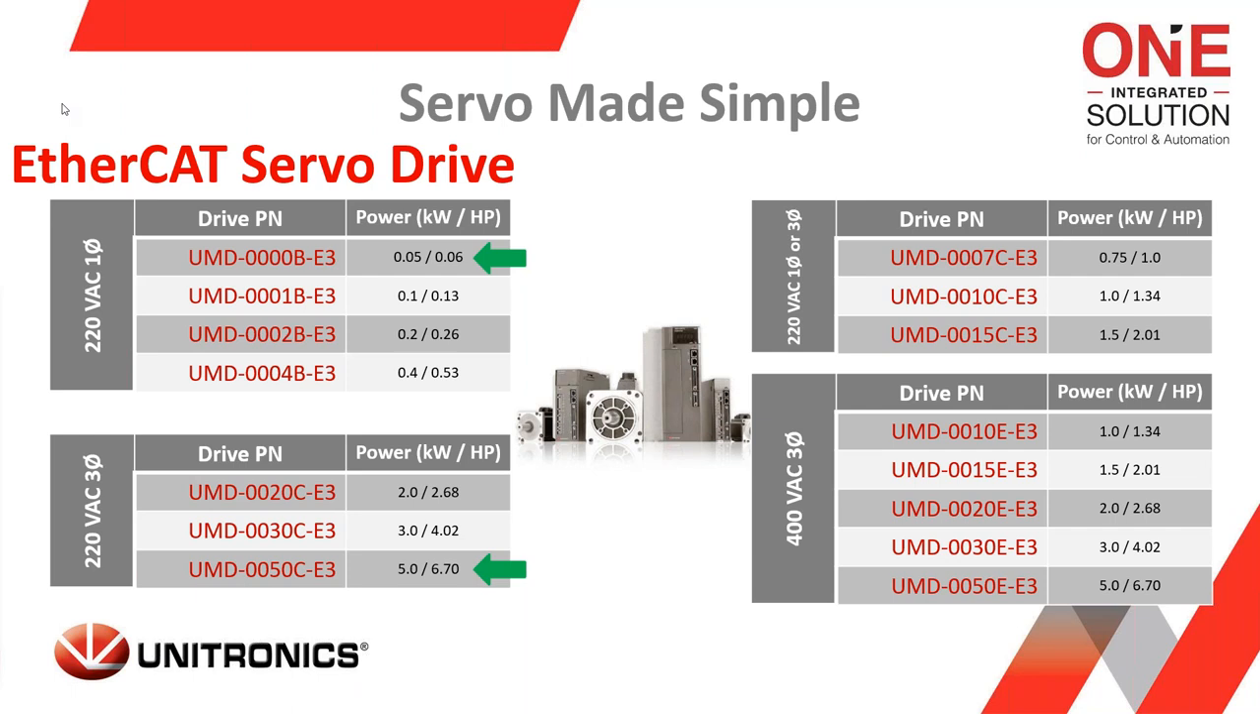Our servo drives come in a wide variety of products, starting with our smallest servo drive rated at 0.06 horsepower, and we go up to the largest servo drive rated at 6.7 horsepower. The drives operate on 220 volts AC single phase. We have three drives that operate on 220 volts AC three-phase. Three of our drives can operate on one or three-phase 220 volts AC. And then our largest drives operate on 400 volts three-phase. You can see them listed here.